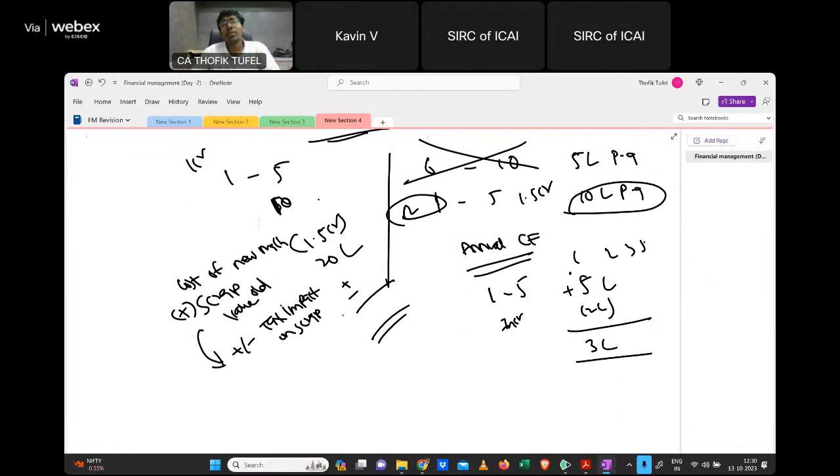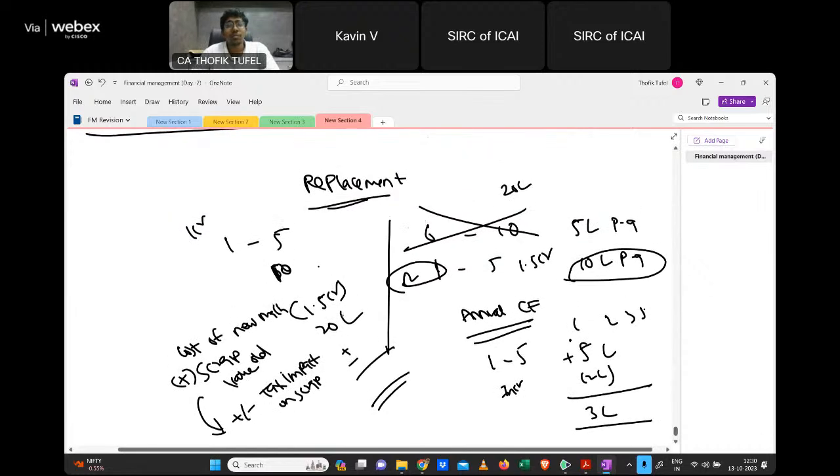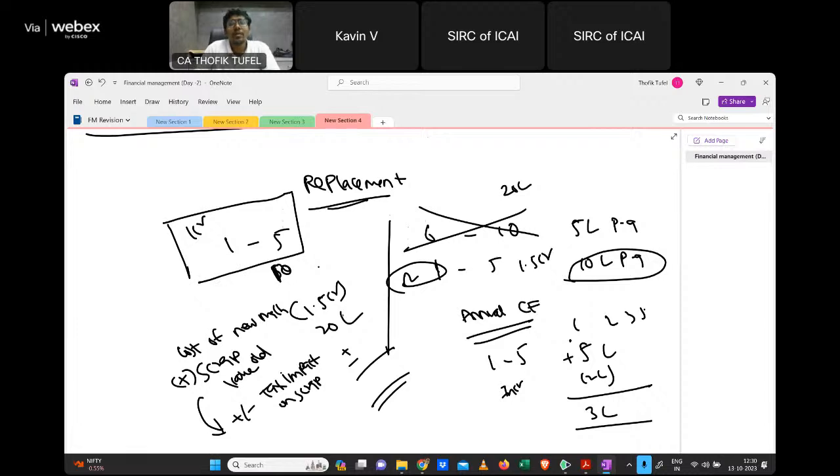Okay, now here one more impact can be coming, one more impact they can give. What is the impact? In one problem it is there. Only one problem I saw. What is happening is that this machinery they were doing WDV, and now they are trying to do the SLM method. Because there is a change in the method of depreciation, there can be an incremental tax benefit or tax expense also. Are you all able to understand?